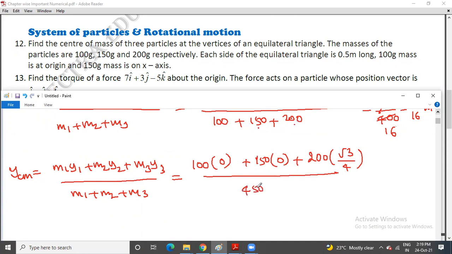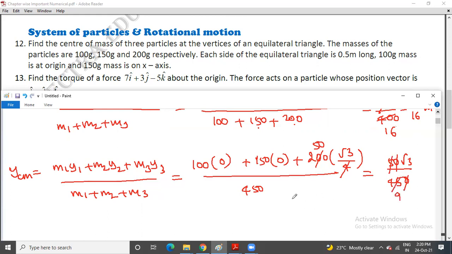It will be once again 450. So this is 50 times. So this is 0 only. The first two are zeros only. 50 root 3 divided by 450. The 0s cancel, and this will be 9.